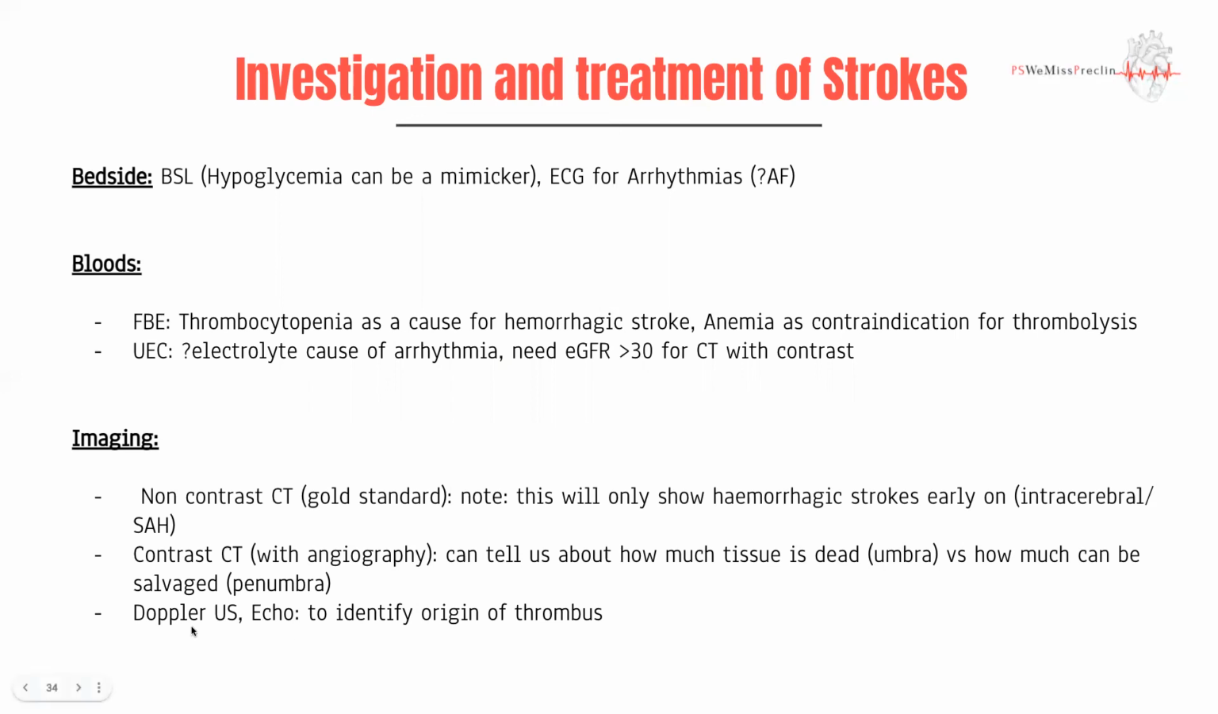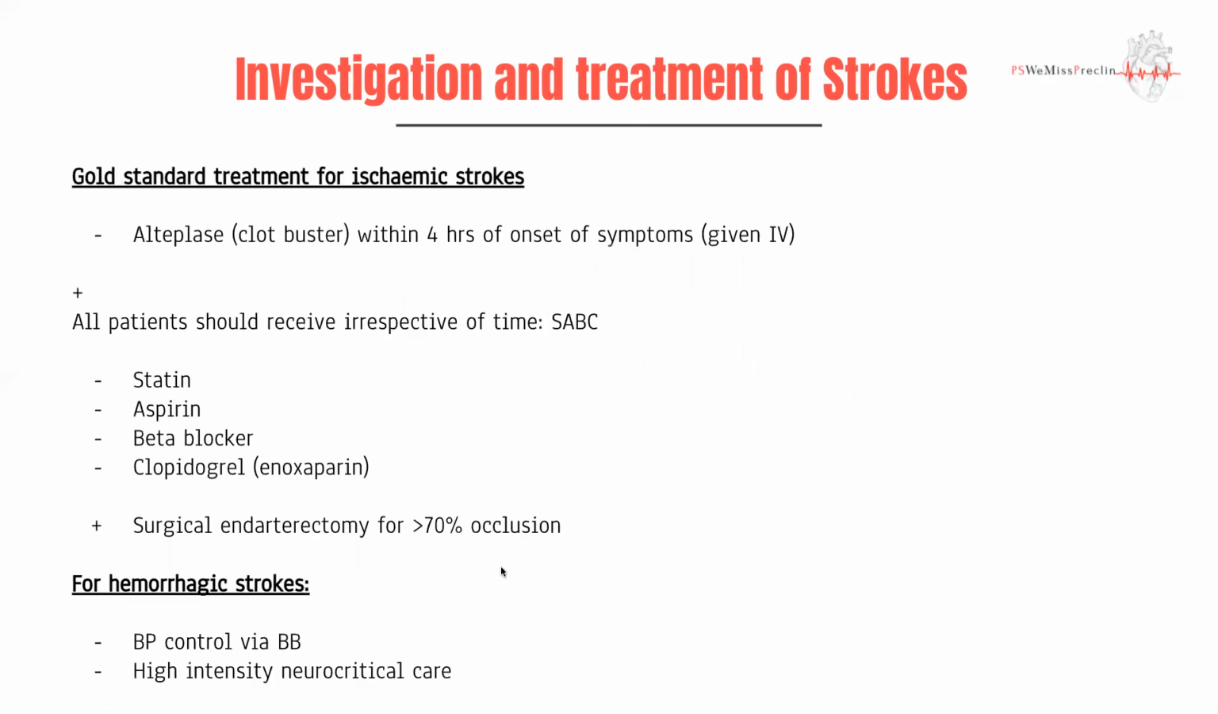You can also do Dopplers and echoes, especially of the carotids, to identify a thrombus if you can spot one. In terms of treatment, our gold standard treatment for ischemic strokes is going to be alteplase or clot buster or tissue plasminogen activator, all the same things. And that's going to be given within 4 hours of onset of symptoms, and it's given IV. Apart from that, all patients should receive SABC. That's statin, aspirin, beta blocker, and clopidogrel. You can also do a surgical endarterectomy, which is the retrieval of a clot if they have a greater than 70% occlusion. However, if the stroke is a hemorrhagic stroke, our options are very limited.